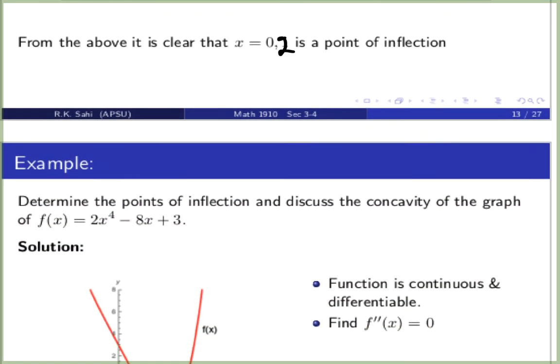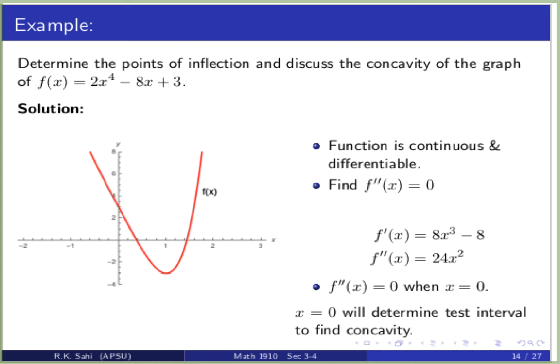Okay, let's look at another example. Determine the points of inflection and discuss the concavity of the graph of this function, 2x to the 4 minus 8x plus 3. Now, clearly you can see this graph kind of looks like a parabola, but it's not a real parabola, because a parabola is symmetric around the vertex of the graph. So this is a fourth order polynomial given by 2x to the 4 minus 8x plus 3.